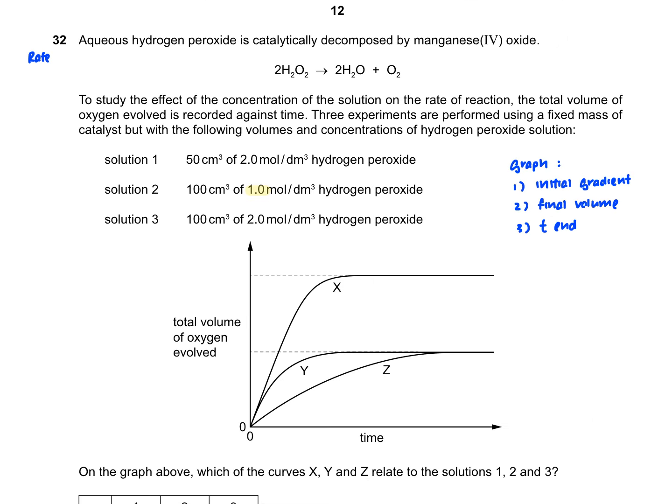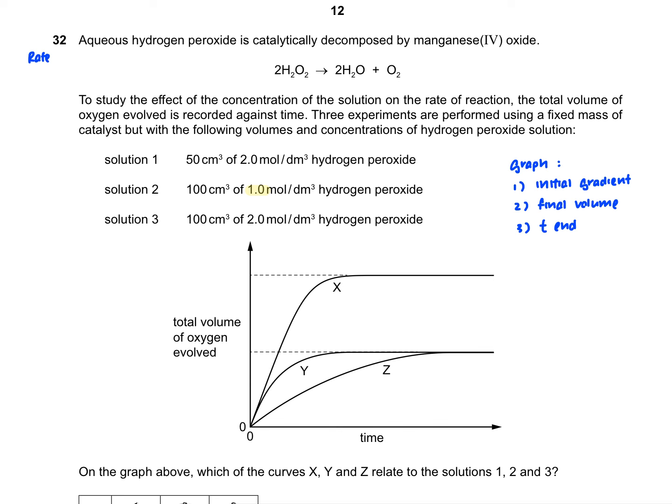Question 32 again is a rate of reaction question. There's this experiment that was conducted with 3 different solutions of hydrogen peroxide, and then you are given a graph and you're supposed to match the graph to the different solutions. So whenever you are given graphs in rate of reaction questions, it's important to recall that in any rate of reaction graph, there are 3 points to focus on.